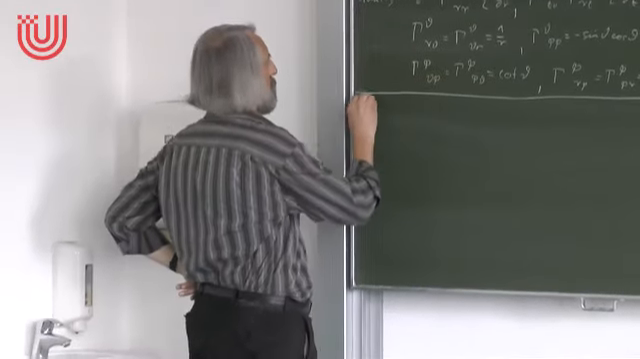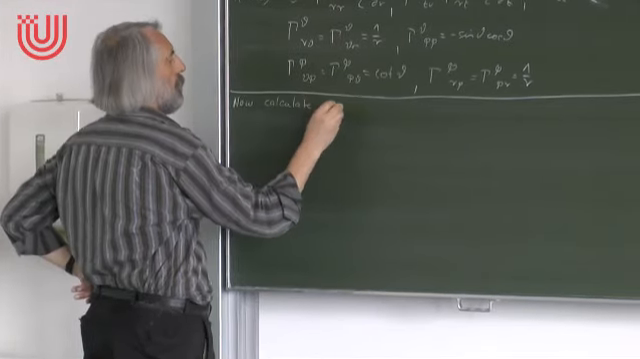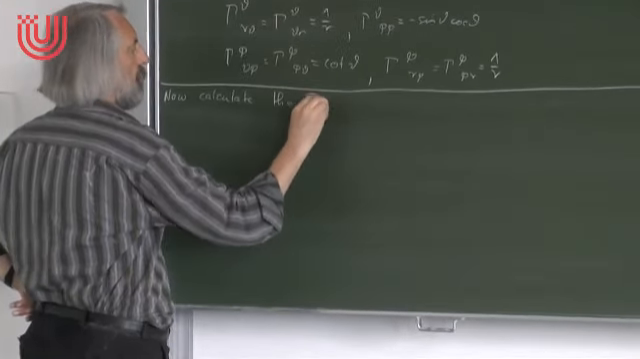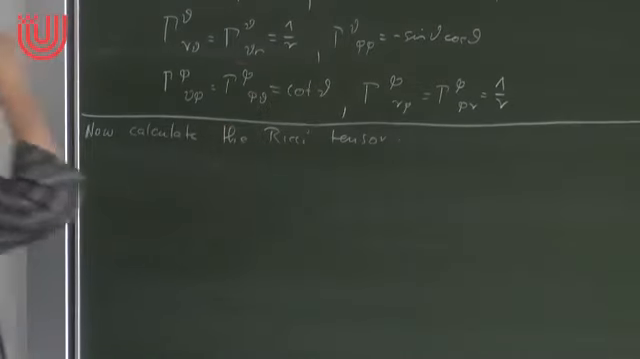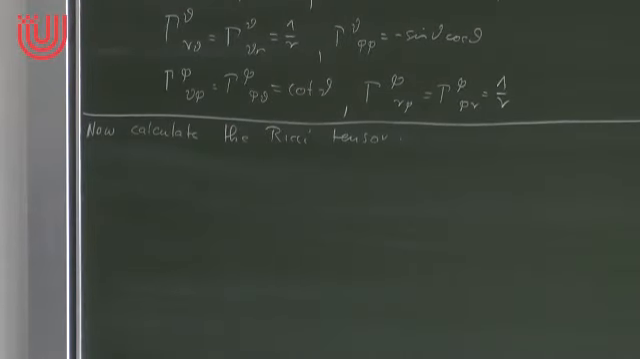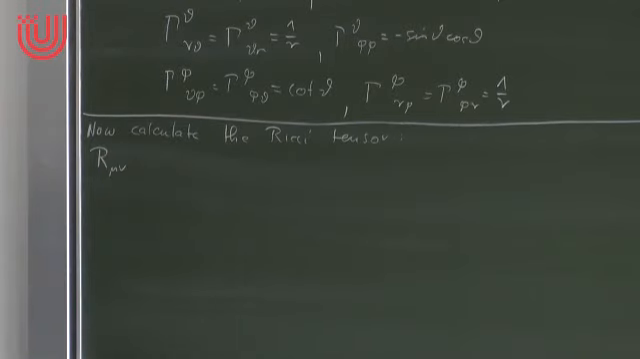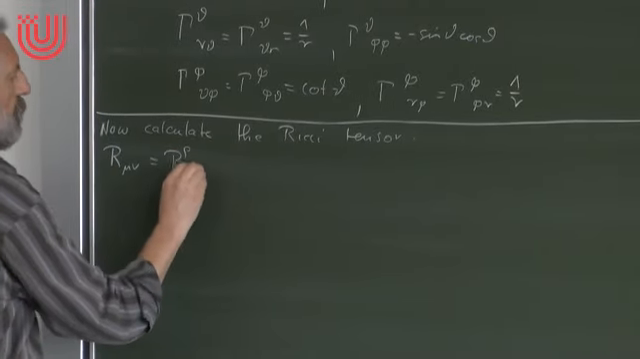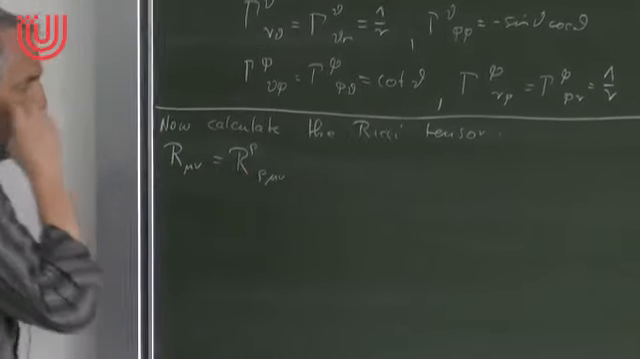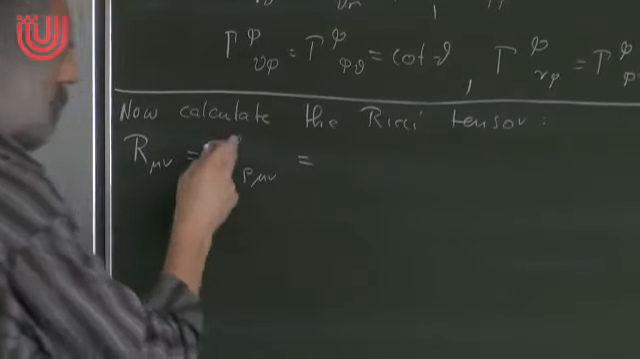So now calculate the Ricci tensor. And again, I will do it only for one component on the board, and for the other ones, I write the result. So the Ricci tensor had two indices, R mu nu, and it was given as a contraction of the curvature tensor over the first two indices. That's my convention.